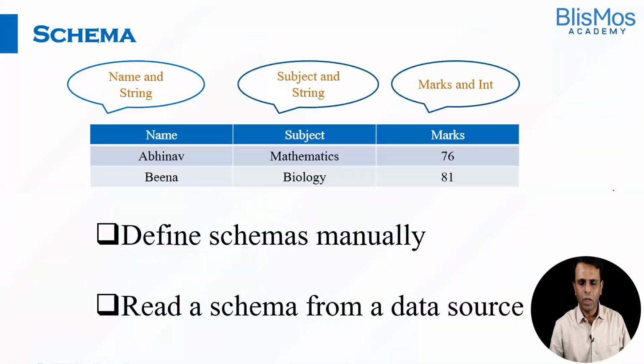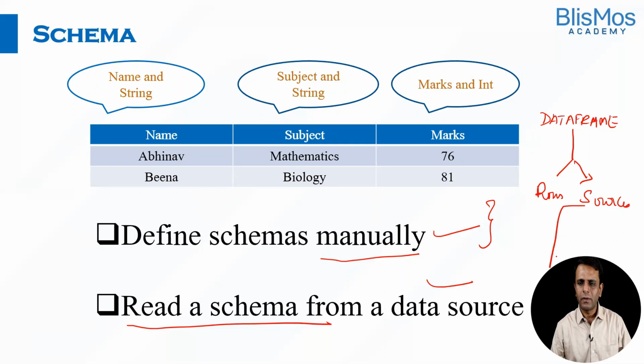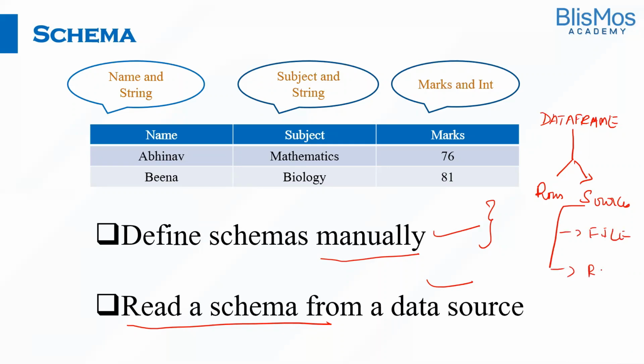Nothing great about it. Now, if you want to define the schema in Spark, you can do it in 2 ways. One is we can define the schema manually, or we can read a schema from a data source. What does that mean? We'll be discussing how do we define the schema manually in the next slide. When you come to the data sources, assuming that you want to create a data frame, you can create the data frame as we have already seen from the rows, or we can create a data frame from the sources. So sources being, it can be a file or RDBMS databases also.